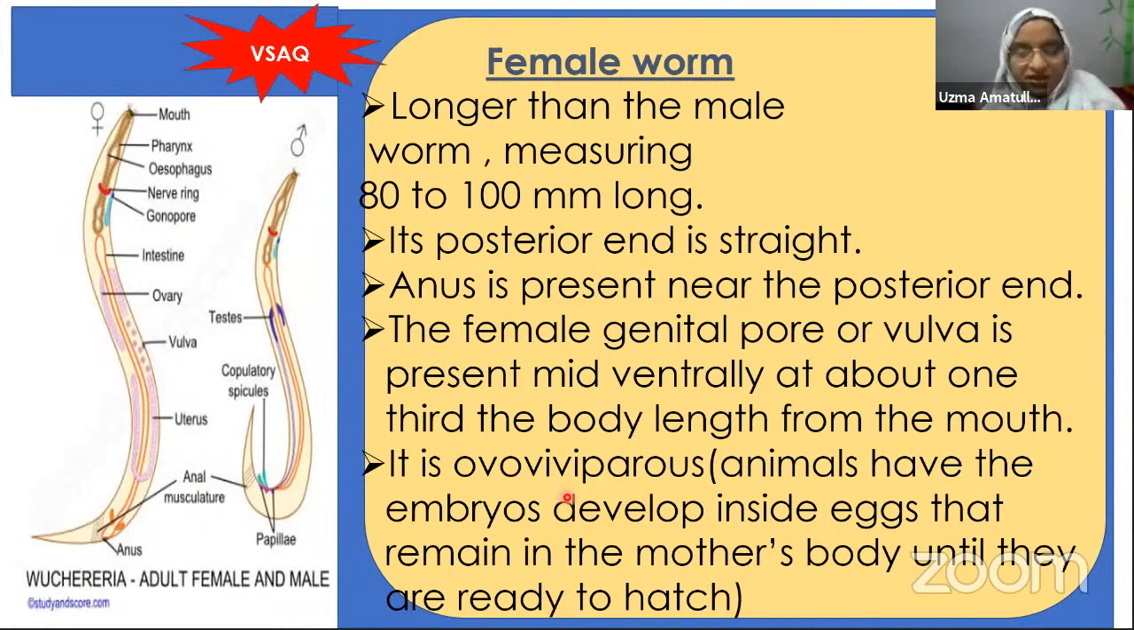Here it means the animals have embryos that develop inside eggs that remain in the mother's body until they are ready to hatch. So the eggs are there, but they are developing inside the mother's body, and the larvae are released from the body. This type of reproduction is called ovoviviparous.